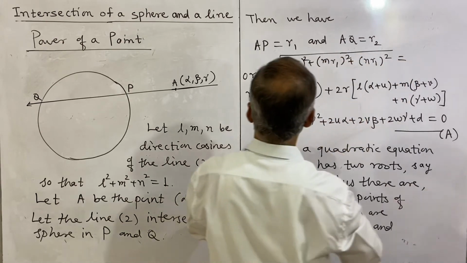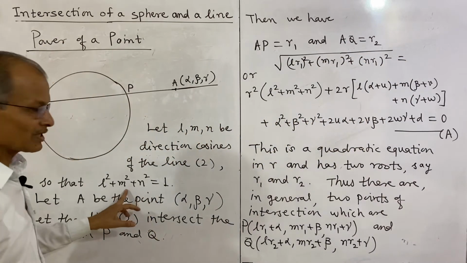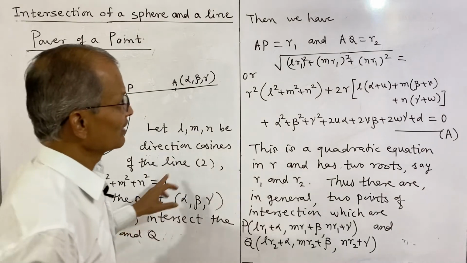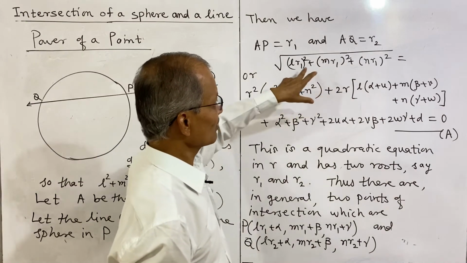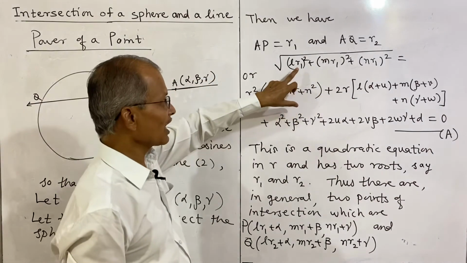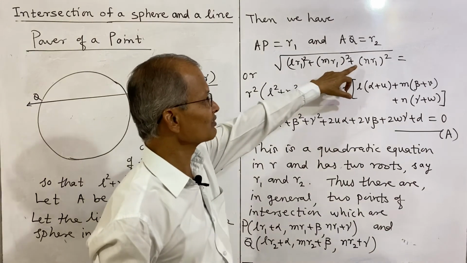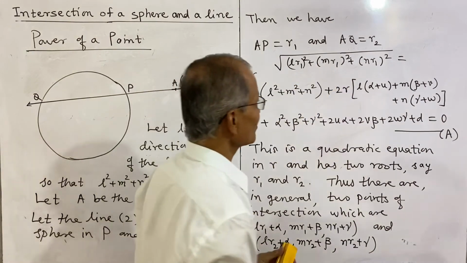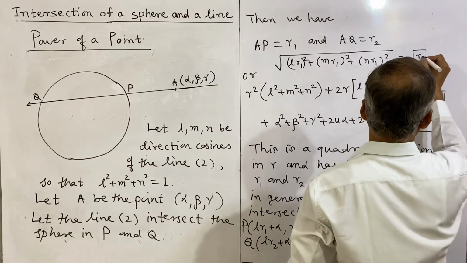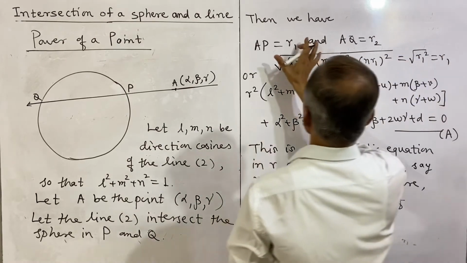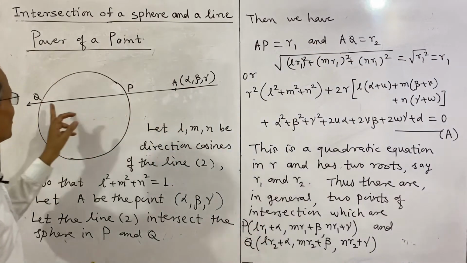But we know that L square plus M square plus N square is equal to 1, and R1 square is common. So R1 square into bracket L square plus M square plus N square, so this will be under root of R1 square only, which is R1. So AP is R1, similarly AQ is R2.